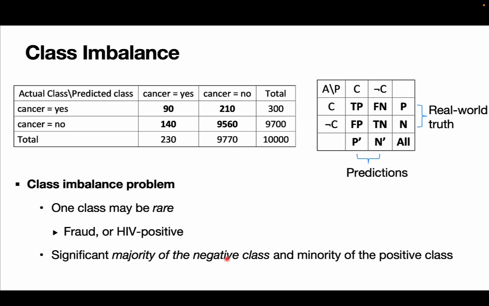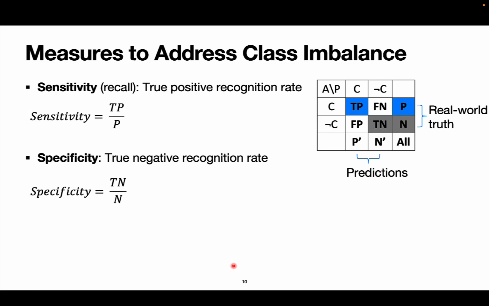Now we want to discuss class imbalance. In some cases, one class may be rare, such as financial fraud or having a particular disease. This leads to a significant majority belonging to the negative class, while only a small fraction represents the positive class. So there's a class imbalance here. If we only paid attention to accuracy, we might report a high accuracy rate but fail to detect those rare and critical cases.